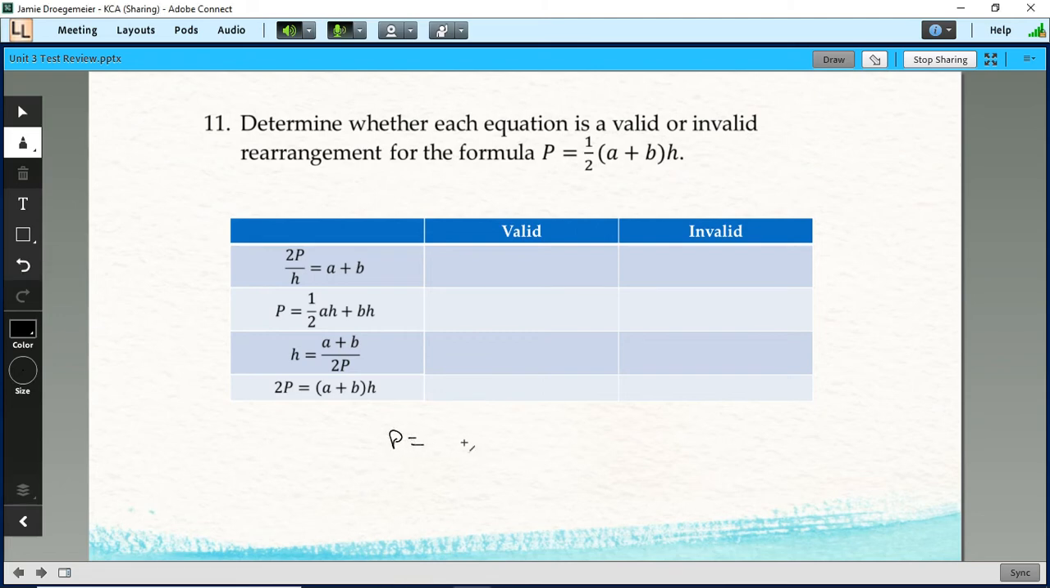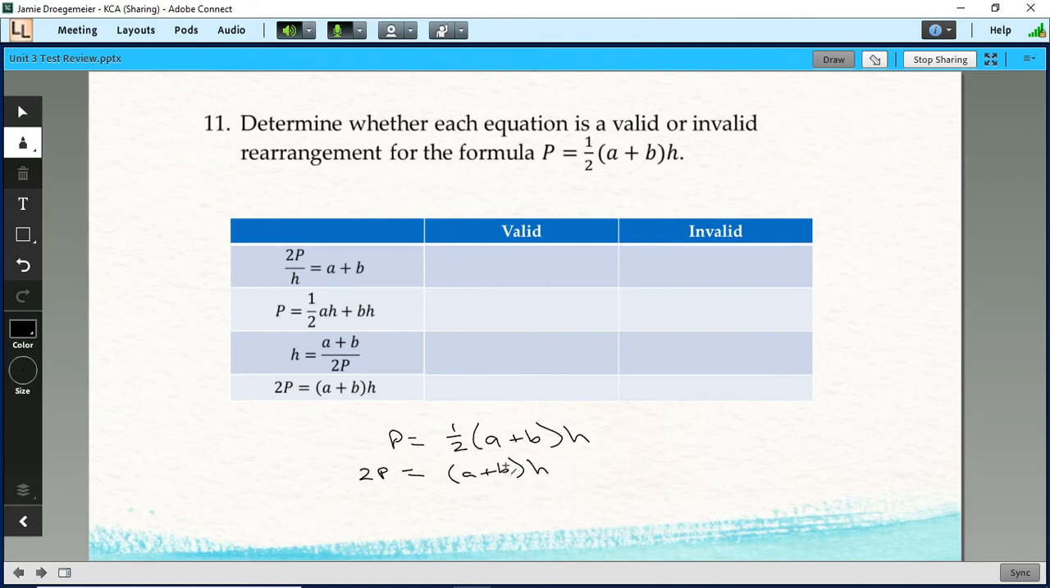So I'm going to do some work down here. So I have my original equation. And so right now, the A plus B is being multiplied by 1/2 and by H. The way they write this, remember this is all multiplication, so I could have the H over here. It wouldn't change what we're doing. So I would need to undo that multiplication, I would need to divide by 1/2 and by H. Well, dividing by 1/2 is the same as multiplying by 2. So let's start with that. We're going to multiply each side by 2, which would give me 2P equals A plus B times H.